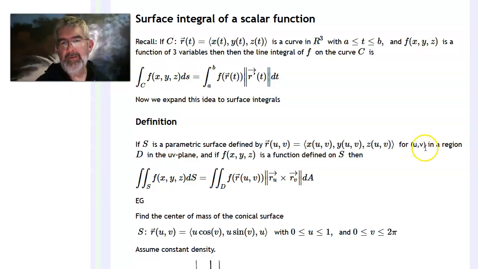So u and v is in some region D in the UV plane, and if you've got f, a function of x, y, and z that's defined on the surface S, then we can talk about the surface integral of the function f on the surface S, and we denote it this way. We make it look like a double integral because it is. You've got two variables, u and v, that you're going to use. So over the whole surface, f of x, y, z dS.